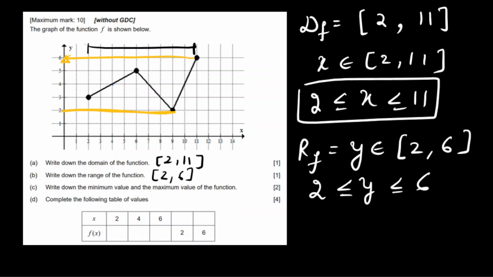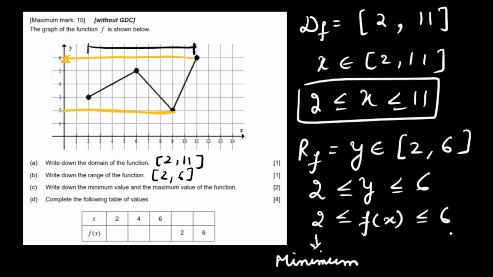Write down the minimum value and maximum value of the function. We know this thing, y itself is a function. At place of y, I can write it as f(x). So f(x) is less than or equal to 6 and greater than or equal to 2. That means the minimum value of the function is 2, and 6 is the maximum value of this function.